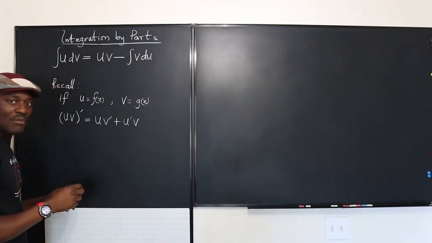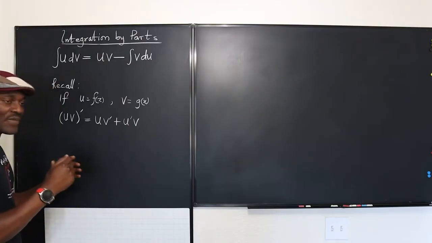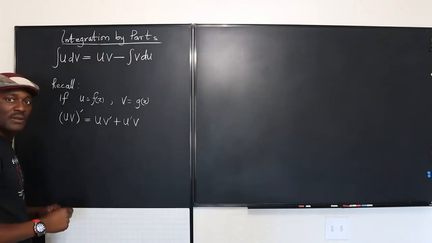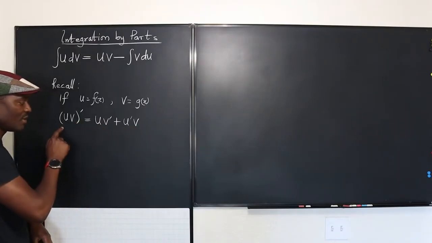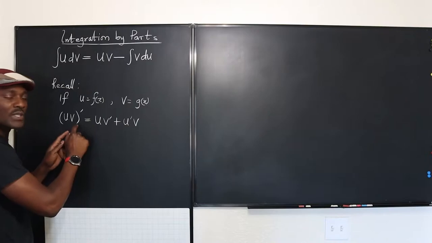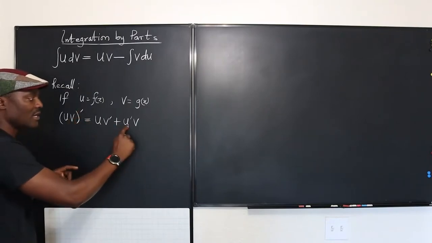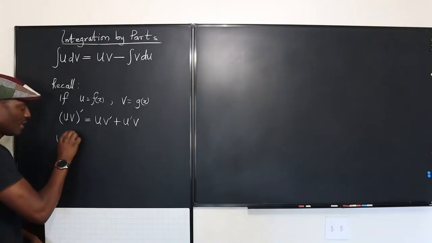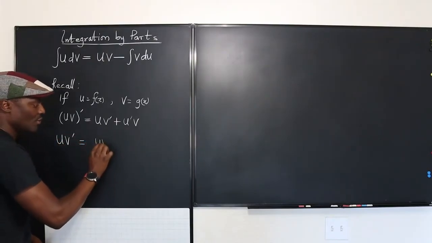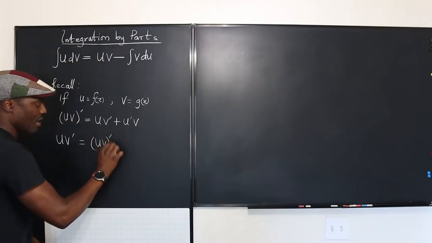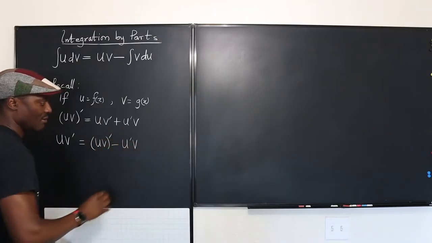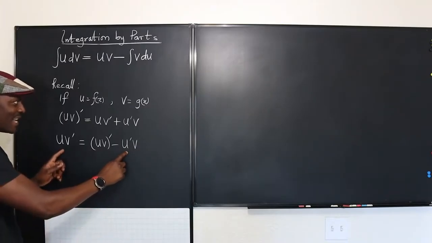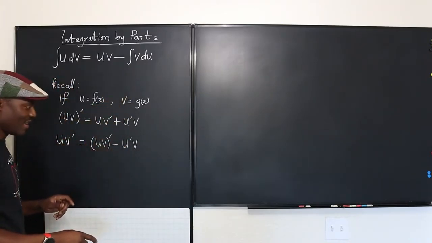What if we rearrange this so that this one goes over here? It becomes (uv)' minus u'v. So we're going to have uv' equals (uv)' minus u'v. That's it. See, this is beginning to look a lot like this.